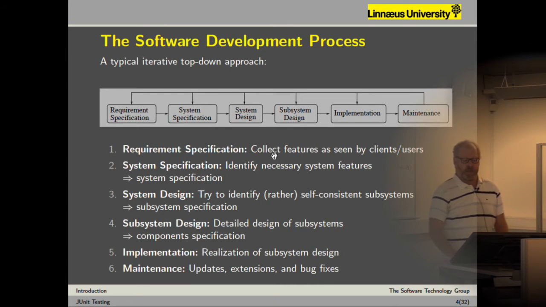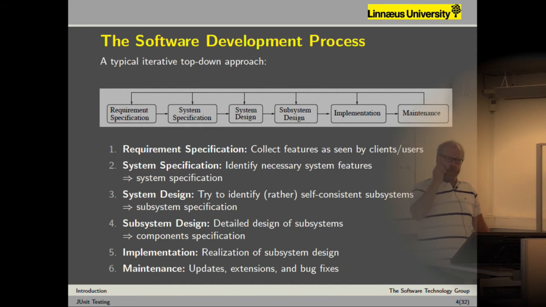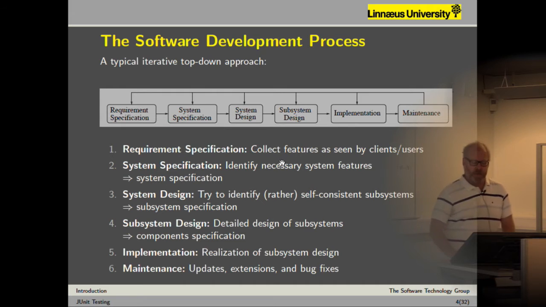Requirement specification: collect features as seen by clients and users. We are here to develop a banking system, then we go to the bank, of course, and ask them what properties do you want in your new system. So we interview a lot of people that will be using this system in the future, and we collect features that they say must work. So this is the requirement specification.